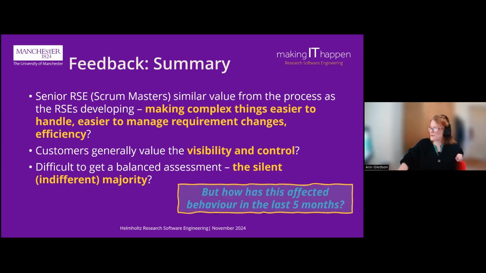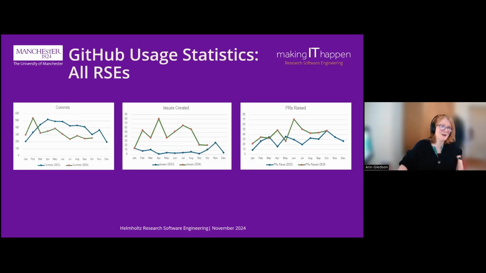So now we're going to some more quantitative results. How has this affected behaviour in the last 5 months? The best way we could think of to measure this in a quantitative way was to look at GitHub usage statistics using the GitHub API. For all RSEs, we've looked at their commits, issues created, and PRs raised. Apparently the API is quite difficult to use, so this just gives you a rough idea.